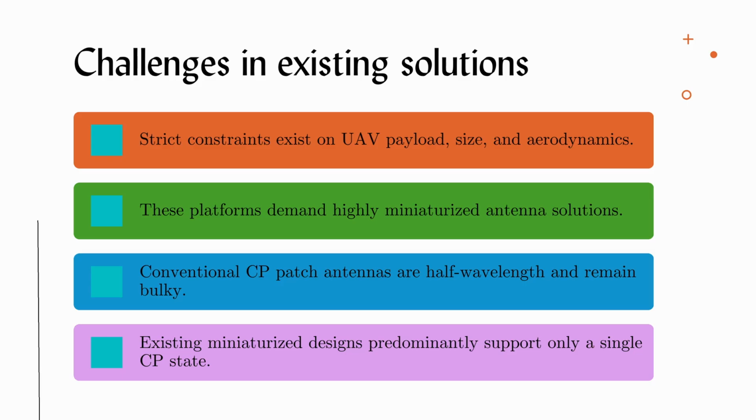While previous research has successfully shrunk patch sizes using various metamaterial or fractal techniques, those resulting designs predominantly support only a single polarization state, thereby sacrificing the critical advantage of polarization diversity. To resolve this specific trade-off between physical size and polarization capability, we developed a novel antenna configuration.